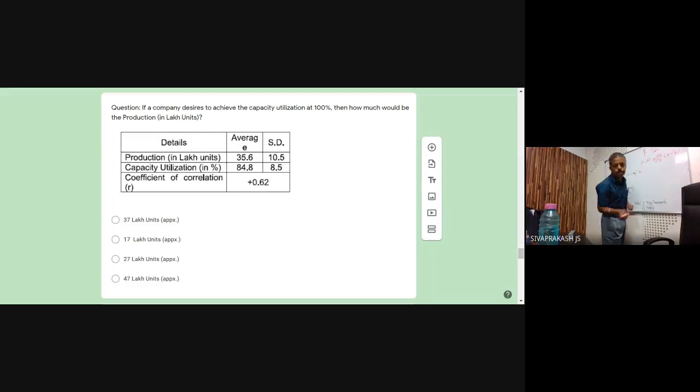X bar is 35.6. The correlation is 0.62. The standard deviation of X is 10.5, divided by the standard deviation of Y, which is 8.5, multiplied by Y minus Y bar. Y bar, the mean value of Y, is 84.8.